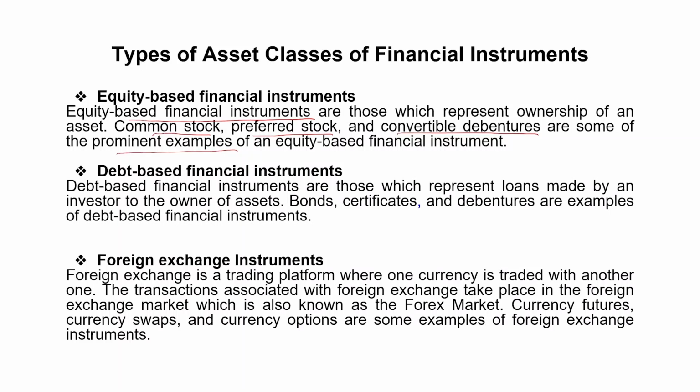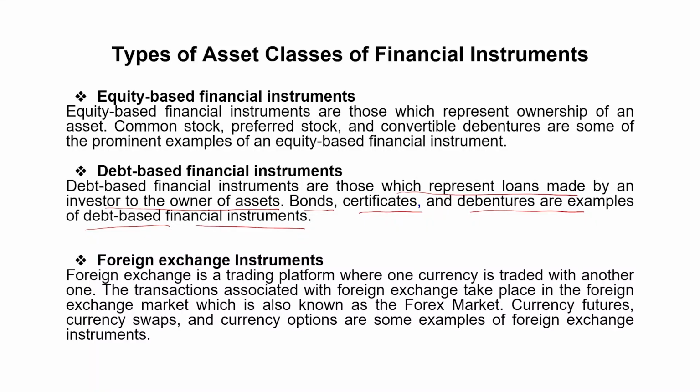So, debt based financial instruments are those which represent the loans made by an investor to the owner of assets. Bonds, certificates and debentures are examples of debt based financial instruments. Debt based financial instruments basically establish that a loan is given to the company by an individual or by a corporate entity. Banks, financial institutions or corporate creditors provide loans to industries, and when an individual provides a loan to the industry, it is provided in the form of a debenture. When corporates provide the loan, it is known as borrowings, credit or loans. These are some examples of debt based financial instruments.